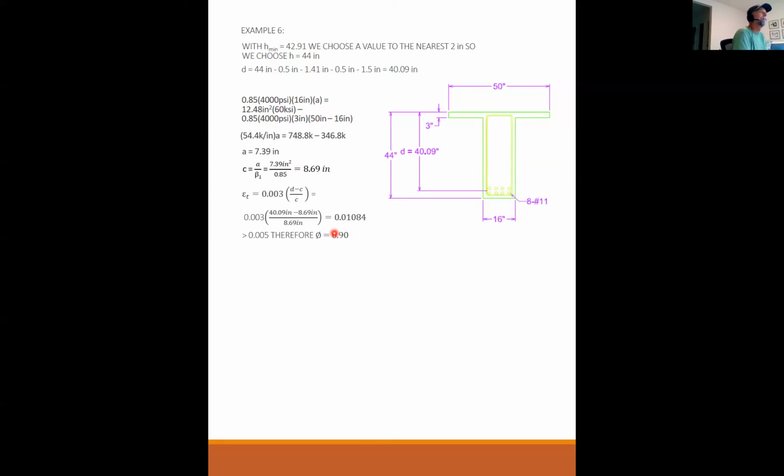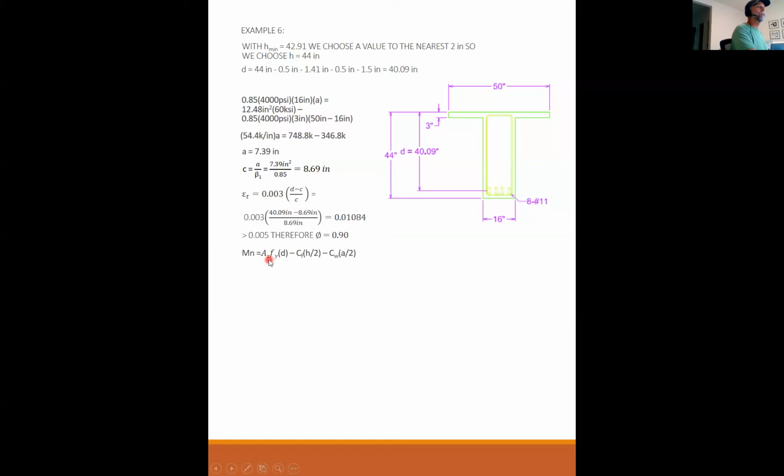And at this point, after all of this, I'm basically saying that was a target. That got us to this step, to this step, to this step, and this as a final answer is okay. And it's most certainly larger than 0.005, so we're nowhere near our maximum steel ratio. Okay, so therefore phi is equal to 0.9. Now I have to do my final design check. I never walk away from a problem without proving that phi Mn is greater than Mu.